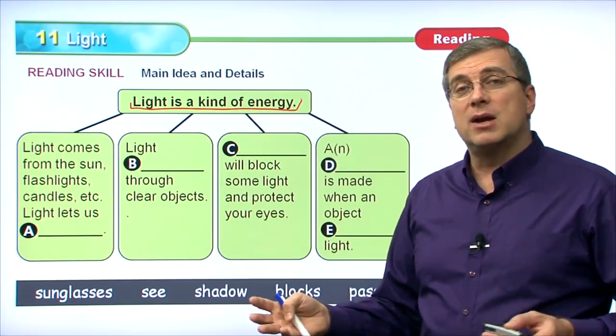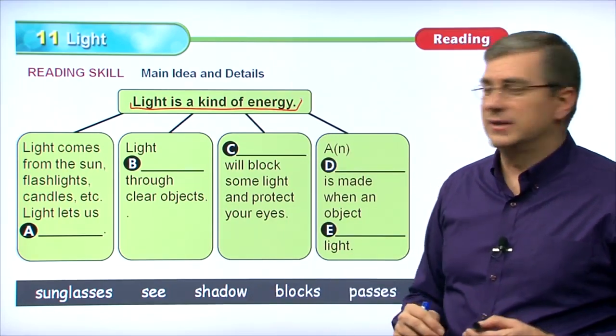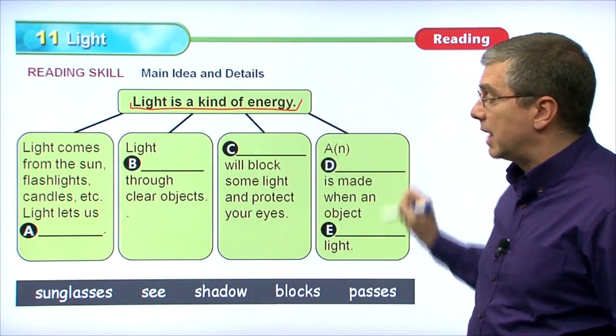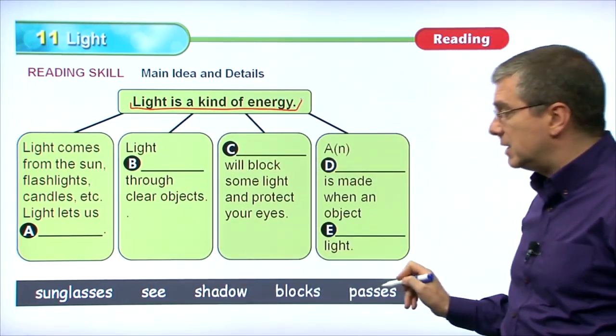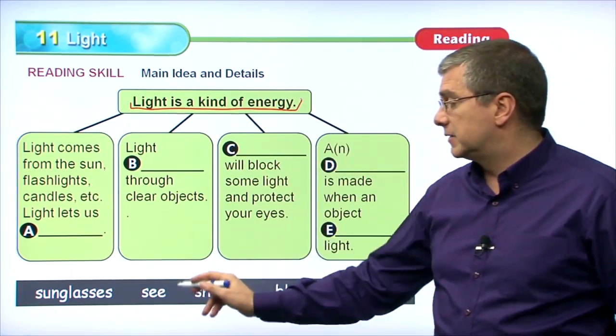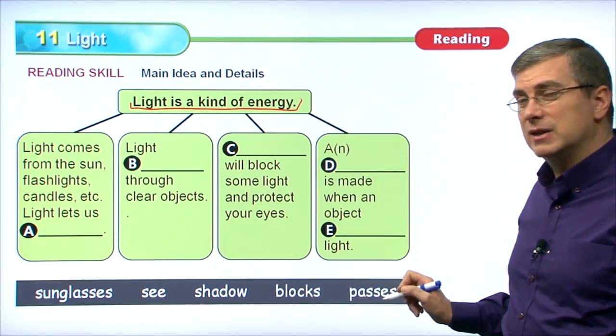What is light made out of? What does light do? What affects light? Okay, so these are our details. We have four main details. We have five blanks. These are the words we need to use to fill in the blanks. Our words are sunglasses, see, shadow, blocks, and passes.